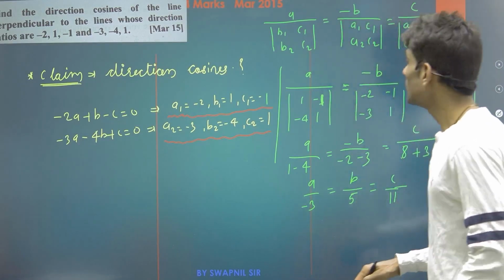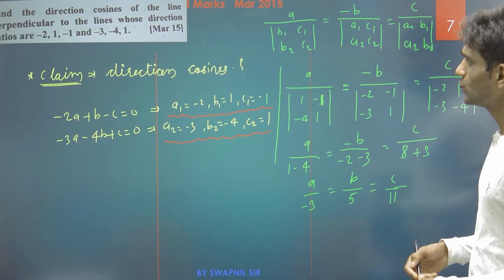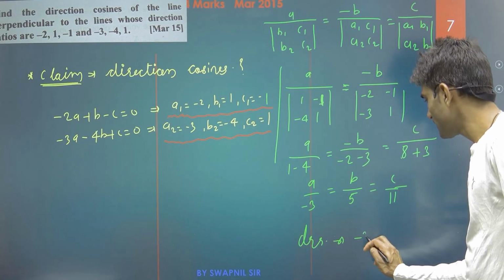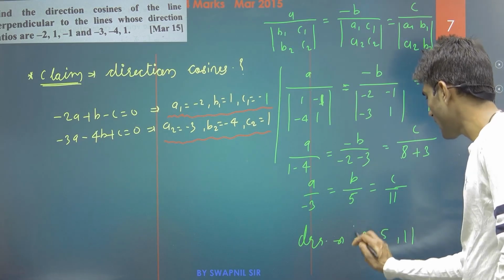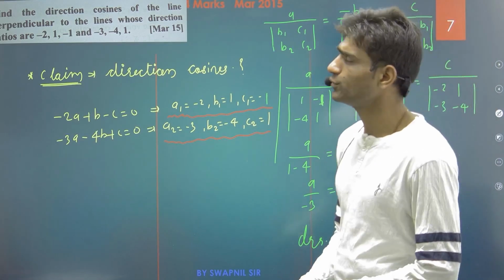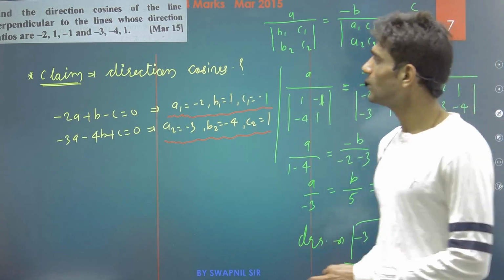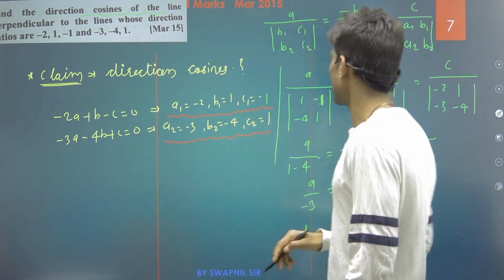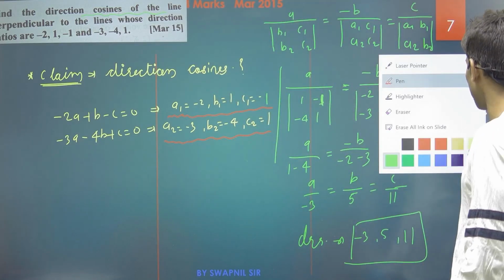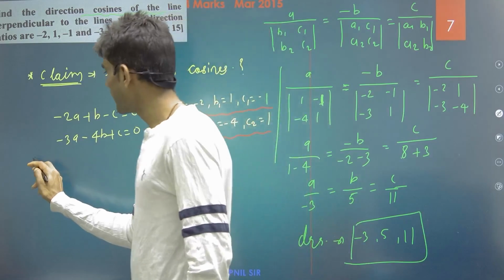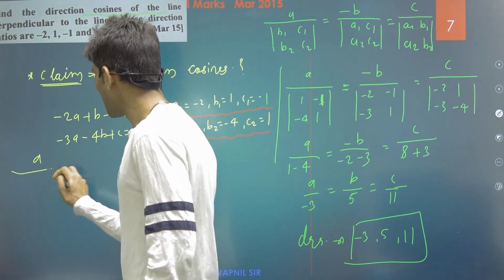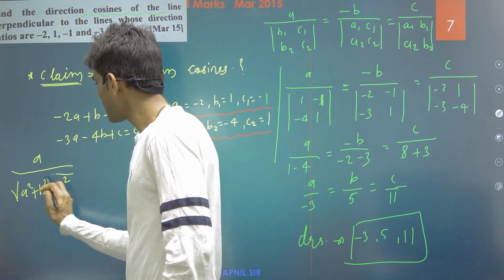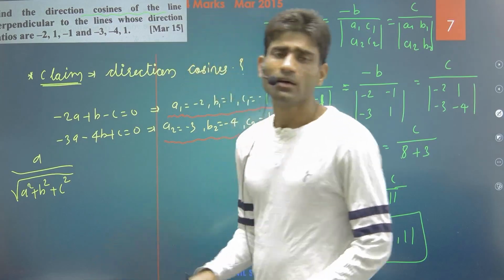These three are the direction ratios for our line, which are minus 3, 5 and 11. In our example, we want the direction cosines of the line. For finding the direction cosines of the line, we know the result: a upon square root of a square plus b square plus c square. This one is the first direction cosine.